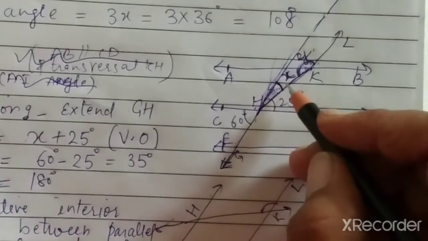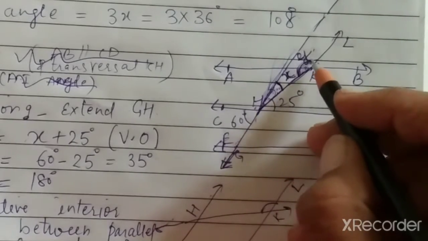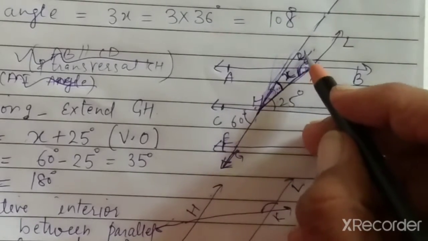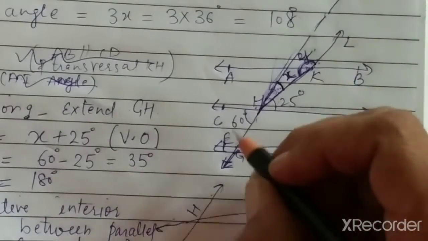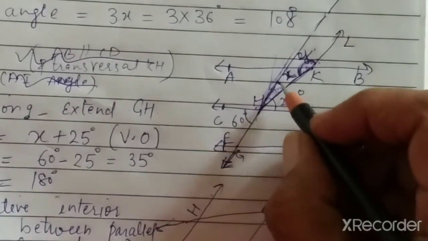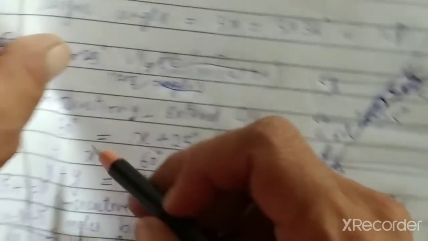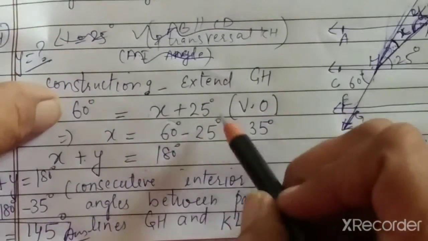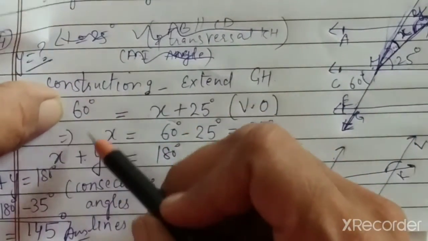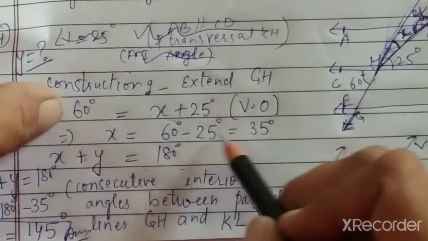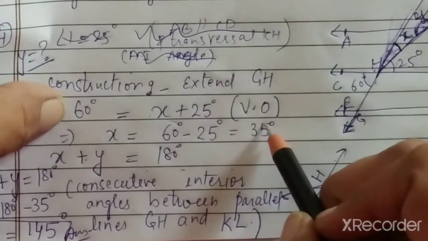ये हमने लास्ट, लेट अस सपोज दिस एंगल बी x एंड वी आर टू फाइंड दिस एंगल, लेट अस सपोज दिस एंगल बी y. तो ये आपकी 60 डिग्री और x प्लस 25, दीज आर वर्टिकली अपोजिट एंगल, इक्वल हो जाएंगे. तो x यहाँ से क्या आया, विल ट्रांसपोज 25 टू लेफ्ट हैंड साइड, वी गेट 60 माइनस 25, x equals to 35 degree.